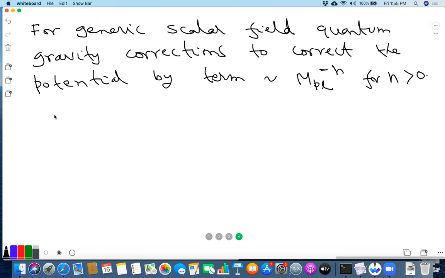So this means that if you write down a general potential, suppose you had started with some nice potential, which is flat. So let's say V nice of phi. Then we expect that the quantum gravity corrections will give corrections of order m Planck to the minus n, and those will be typically of the form phi to the n over m Planck to the n.